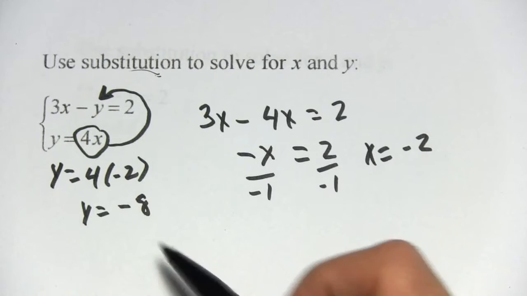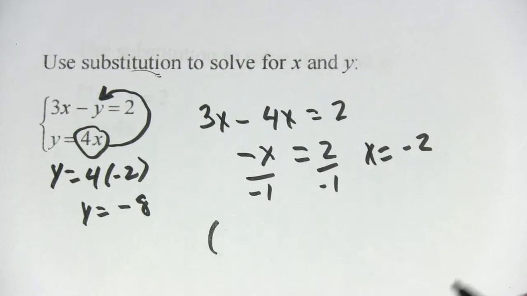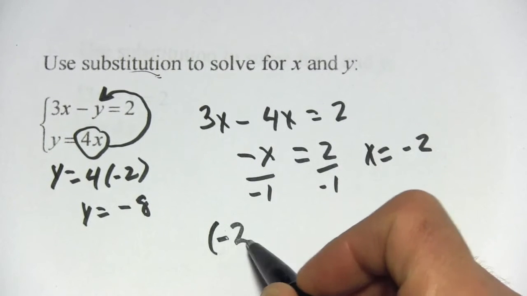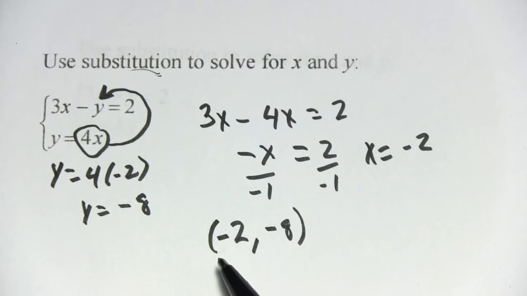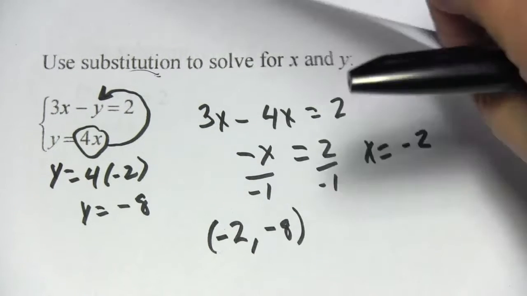Sometimes when you write your answer for this, you're asked to put them in an ordered pair. So that would be the x term, or the x number first and the y number second. So it would be in parentheses negative 2 comma negative 8. Let's try one more like that.